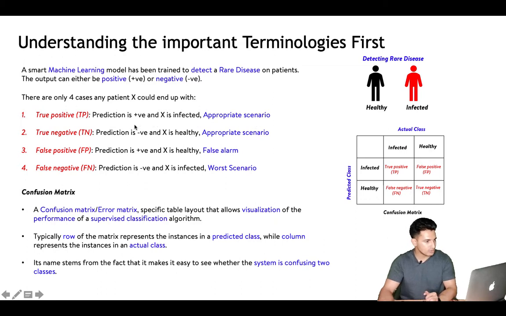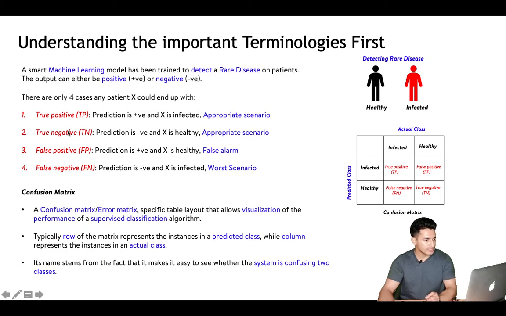It's an appropriate scenario. True negative. Prediction is negative and also the person is healthy. Appropriate scenario. Third could be false positive, where the prediction is positive but actually the person is healthy. It's a false alarm. And false negative. Prediction is negative but the person is infected. It's the worst scenario because the person is infected but goes undetected because the prediction is negative.